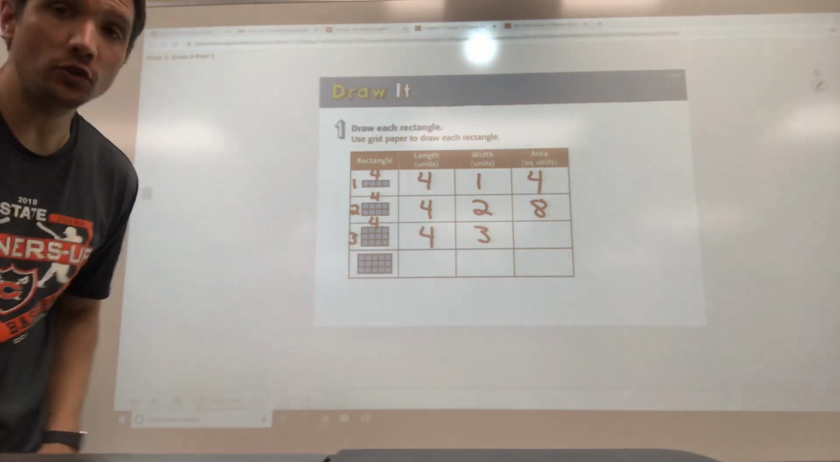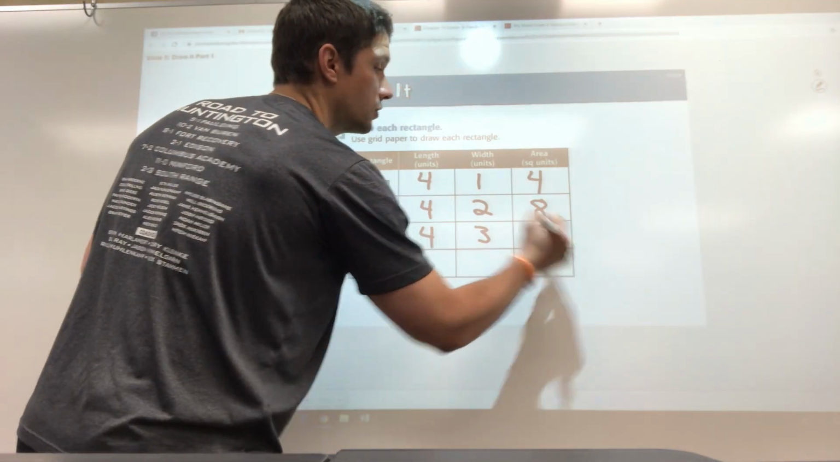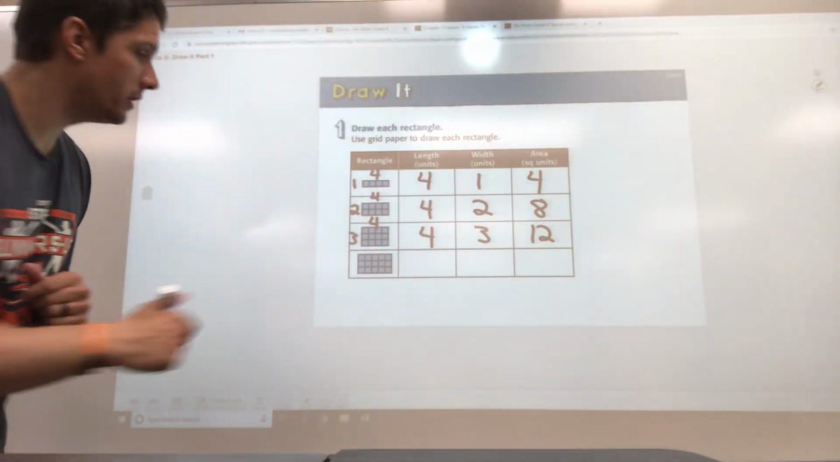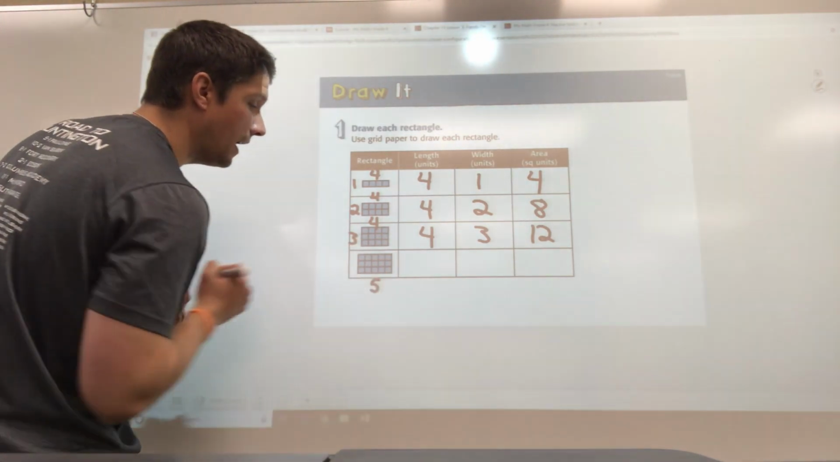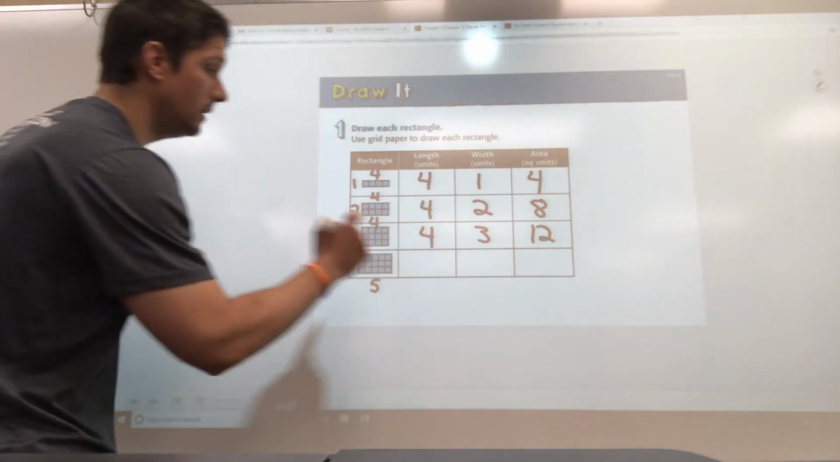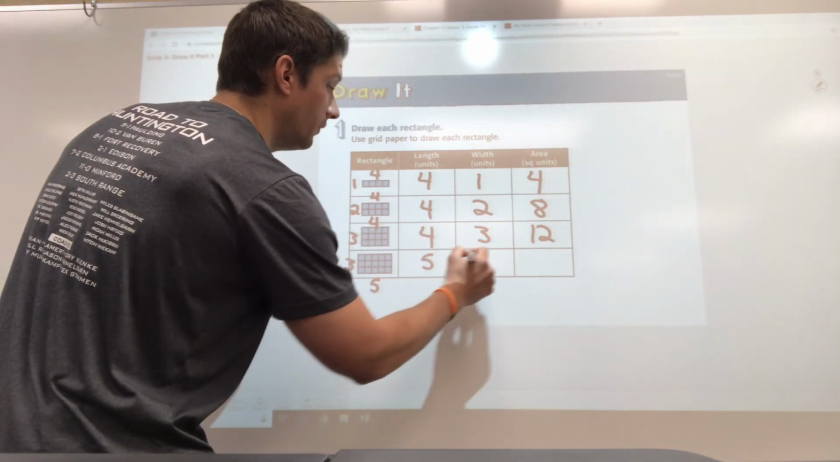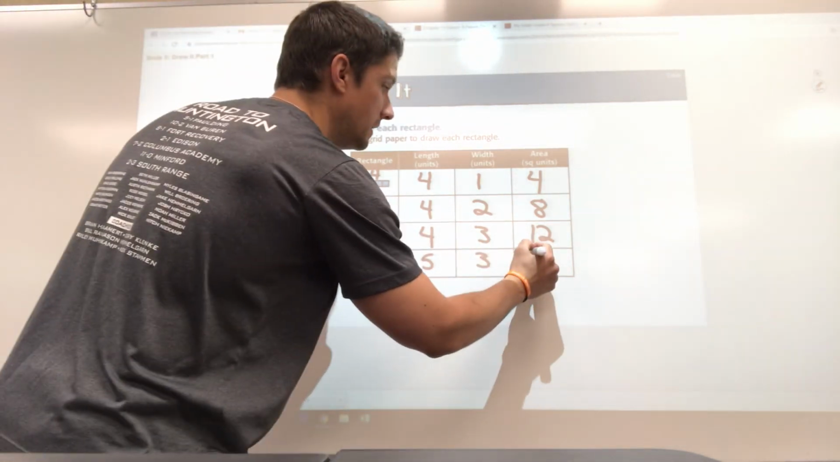And if I count up all the square units, I end up with 12 square units. All right, last one. We've got a length of 5, a width of 3. Now, I'll fill that out. And if I count up all the square units, I end up with 15.